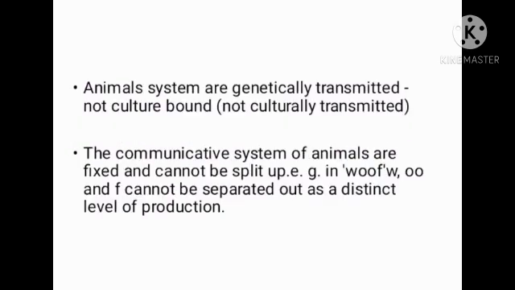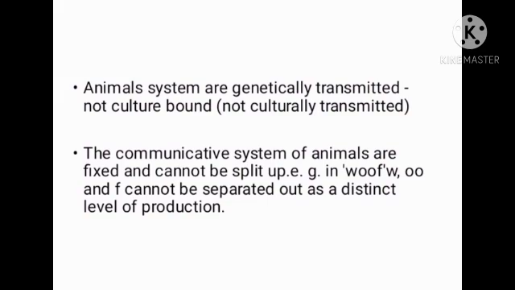Next important point, animal systems are genetically transmitted. They are not culture bound or not culturally transmitted. That is, in animal communication, only a set of specific signals are used and they are produced instinctively and are not learned. While we acquire a language in a culture with other speakers and not from parental genes.